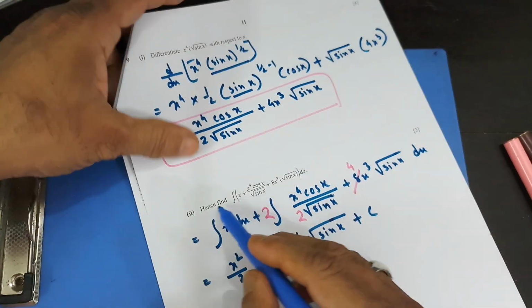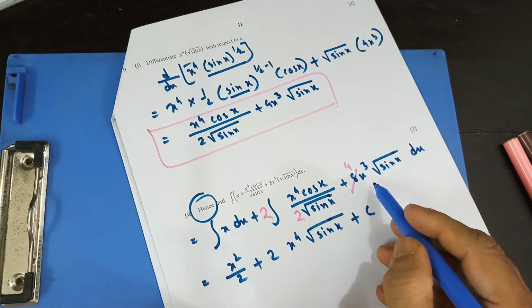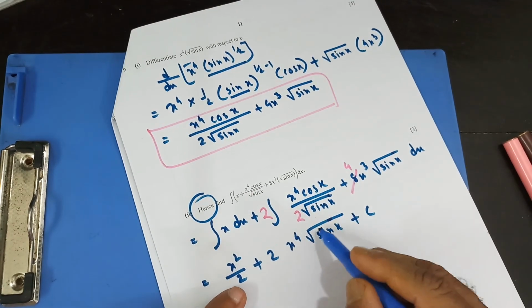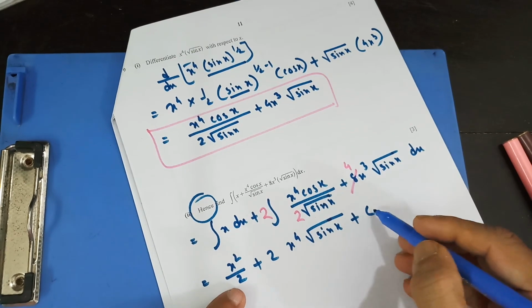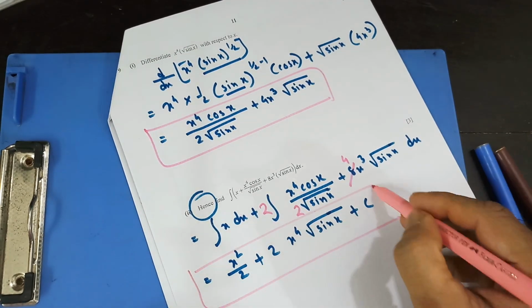Okay, so this whole thing, hence I have to use this previous answer. Therefore that's what I did. X squared by 2 plus 2x to the power 4 square root sine x plus constant c. Okay, so that's my final answer. Okay, so that's done.